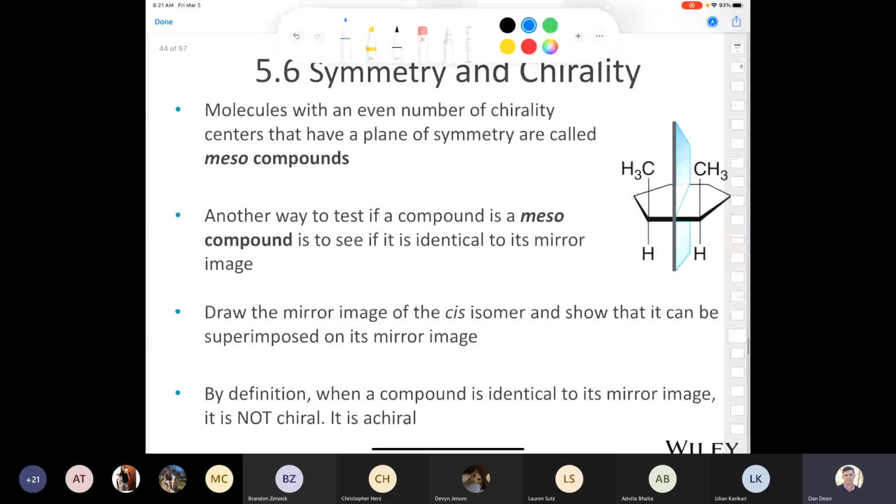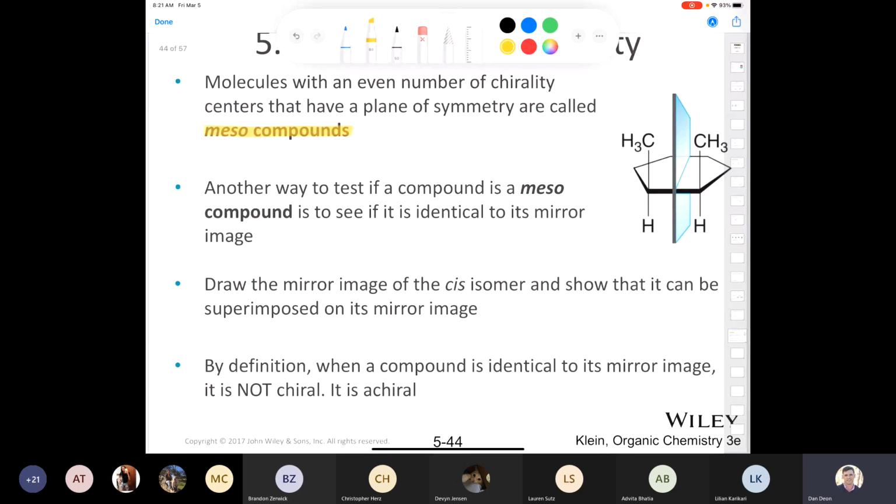Okay, there's a special name that we use to describe them. We call them meso compounds. So it says molecules with an even number of chirality centers that have a plane of symmetry are called meso compounds. So again, you've got chiral centers in the molecule, but since you have a plane of symmetry, we call it a meso compound. Another way to test if a compound is meso is to see if it's identical to its mirror image. So that would work too.